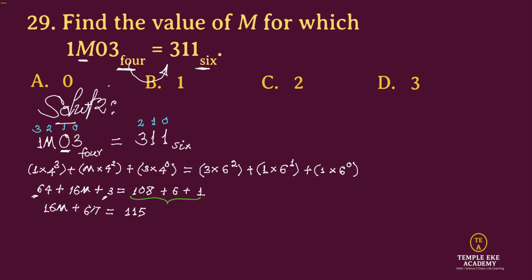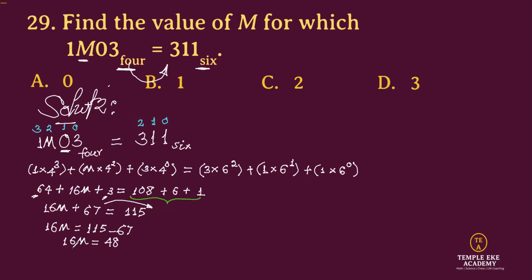And now we can subtract 67 from both sides, a way of saying we're relocating 67 to the other side to change the sign into a minus. This means subtracting 67 from both sides, we're left with 16m equals 115 minus 67. 16m equals 115 minus 67 gives us 48.